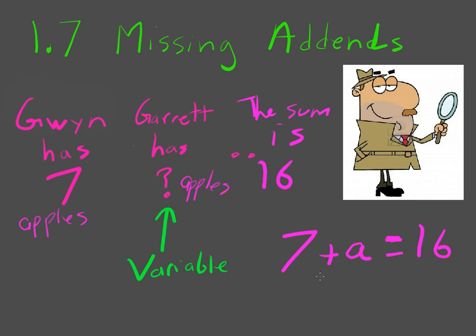We can use subtraction. We'll use the opposite of that addition sign there. We'll use subtraction to find out. So we can actually subtract 7, or go 16 minus 7 will give us what A equals. And we know 16 minus 7 will give us 9, so we know A equals 9, or Garrett had 9 apples, and that's a 9 there. It's a little messy. I hope that makes sense. Let me put a couple more up for us to try, just the problems.